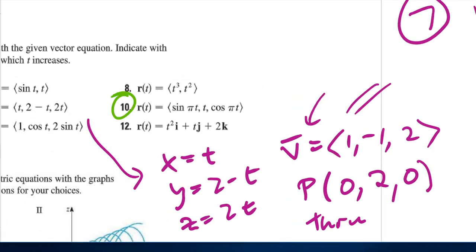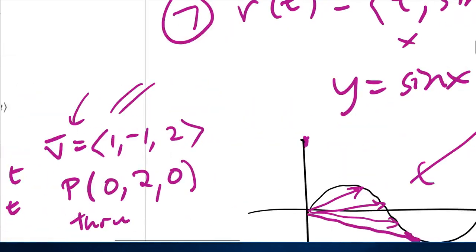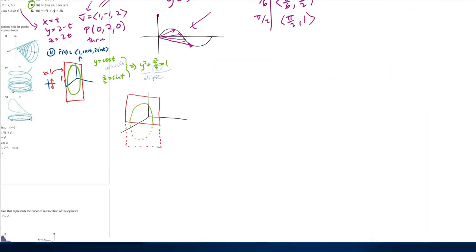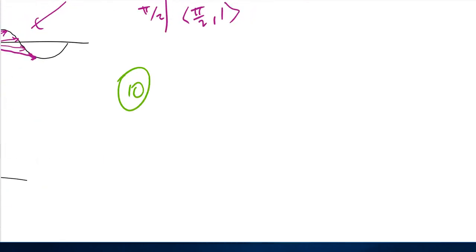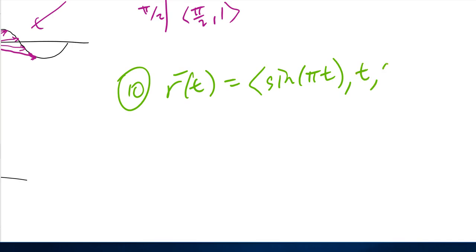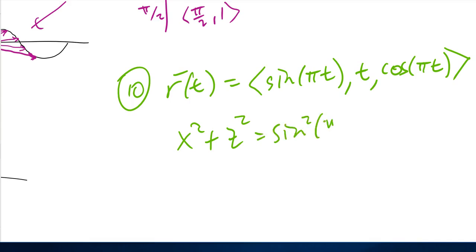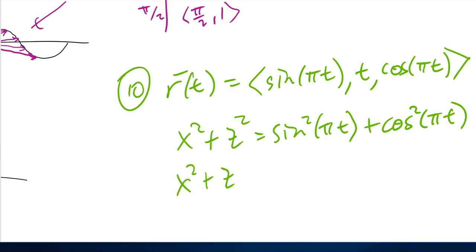If you look at number 10, 10's a good one too. Number 10 would be r of t equals sine of pi t, then t, and then cosine of pi t. All right, so let's relate x, y, and z together. If you look, x squared plus z squared is sine squared of pi t plus cosine squared of pi t. Well, sine squared plus cosine squared is always 1, so x squared plus z squared equals 1.